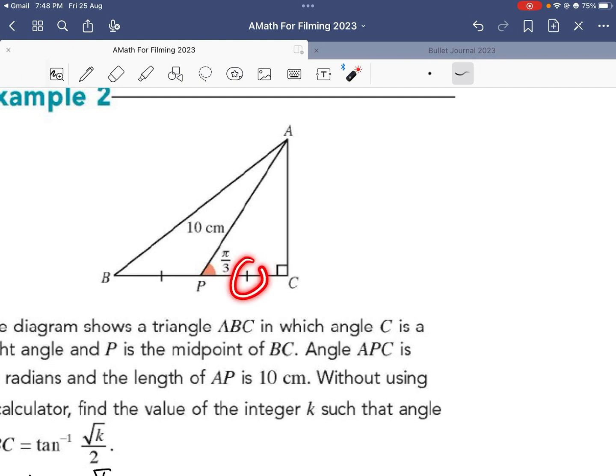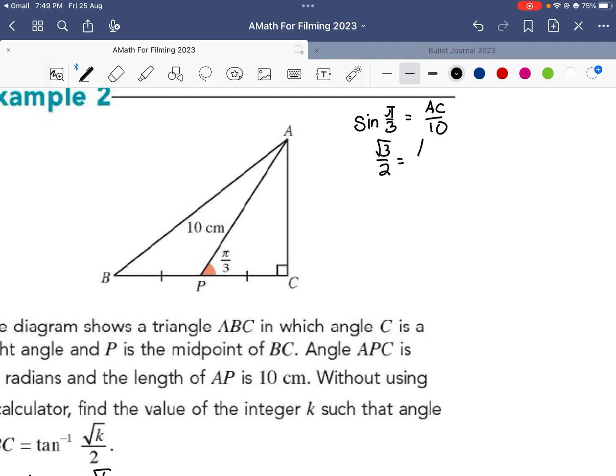I want to find the length of AC over here, and AC is opposite over hypotenuse. So I can say this. I start with sine of pi over 3 is equal to opposite over hypotenuse. Remember, pi over 3 is 60 degrees. Sine of 60 degrees is square root 3 over 2. So what I have is square root 3 over 2 is AC over 10. Multiplying both sides by 10, we get 5 root 3. So that is the value of AC. So why don't we go ahead and label 5 root 3.